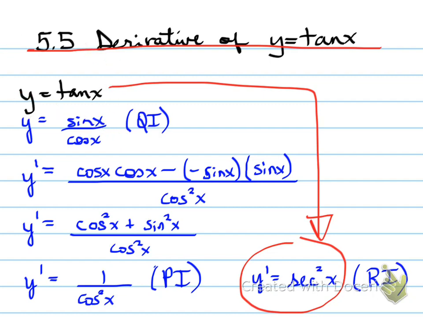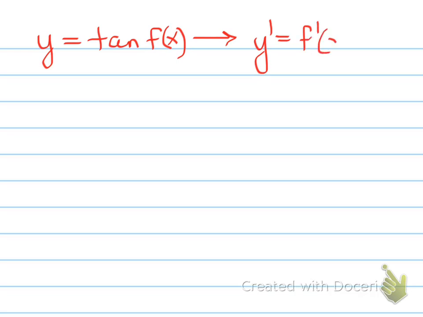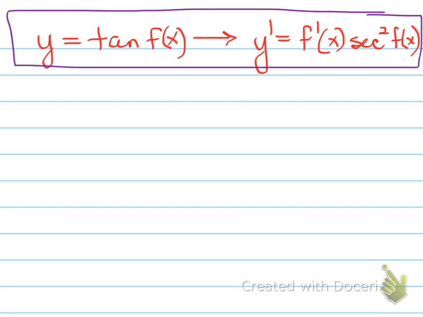So you don't need to be able to prove this all the way down here, folks. You just need to be able to tell me that once you have tan x, you know that the derivative of tan x is actually secant squared x. All right, let's go through some examples. Before we do that, let's talk about the derivative of tan of a function. Well, the derivative of that is going to equal f prime of x times secant squared of that function. That is the derivative you need to know, folks.